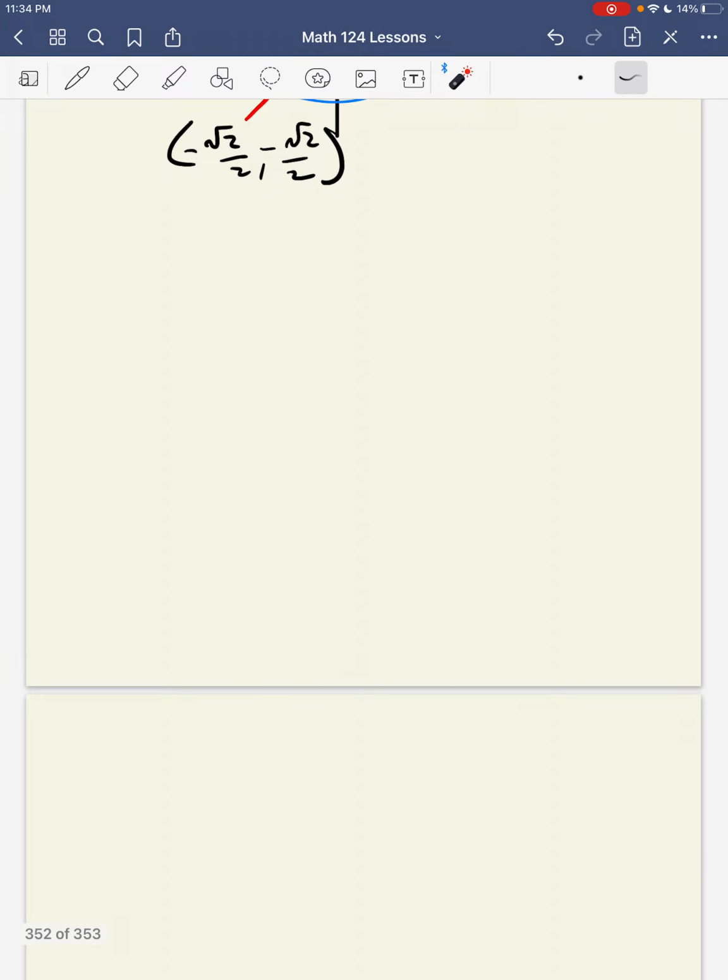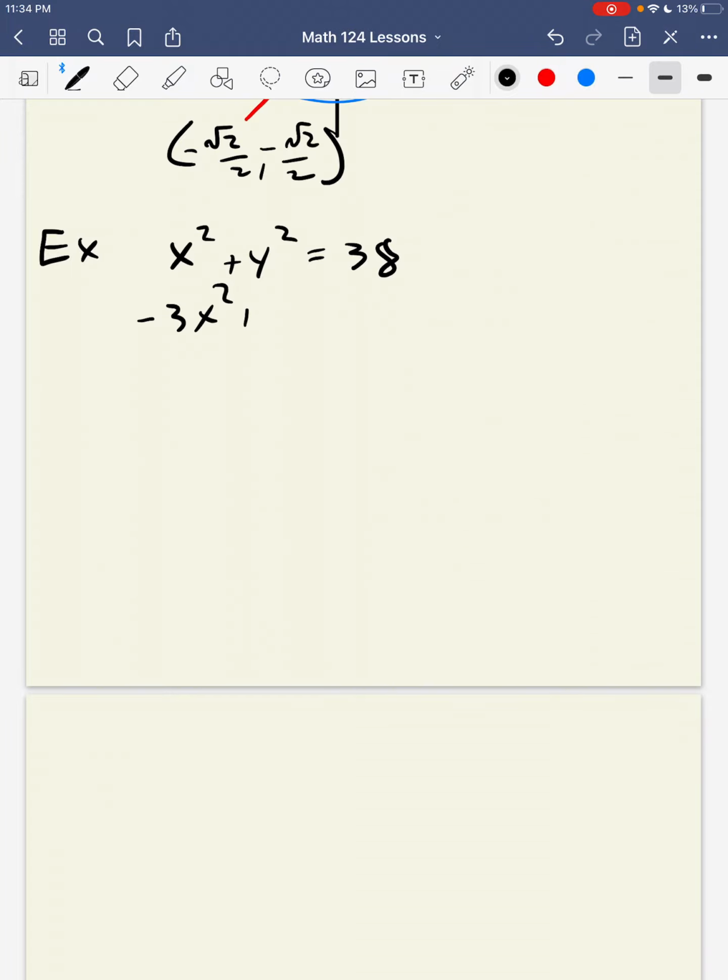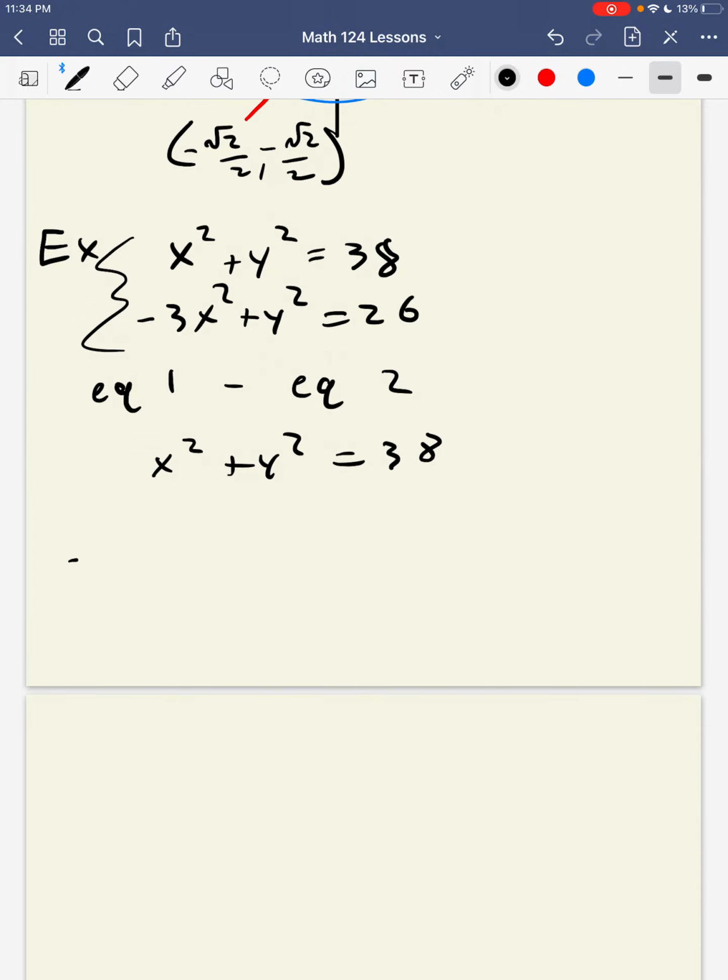Let me give you another example where we can use elimination to solve a nonlinear problem. Let's consider the system x squared plus y squared equals 38, negative 3x squared plus y squared equals 26. So here's our system. Now notice if we do equation 1 minus equation 2, we get x squared plus y squared equals 38, minus negative 3x squared plus y squared equals 26.